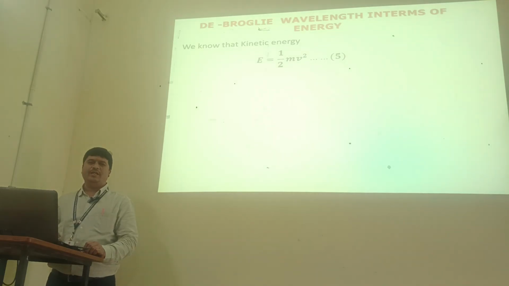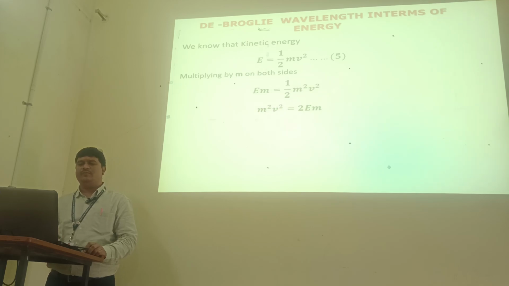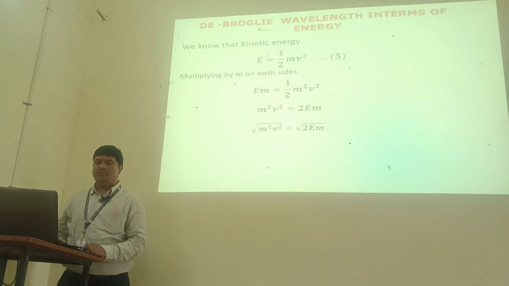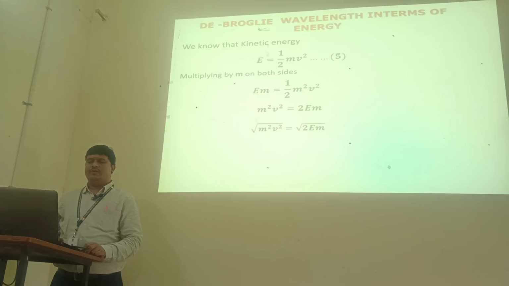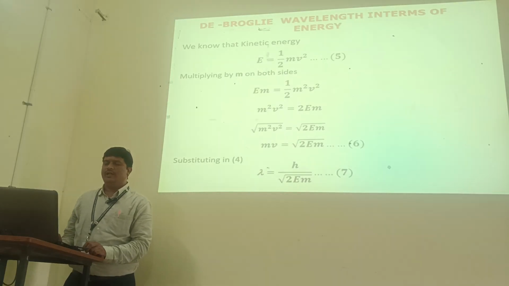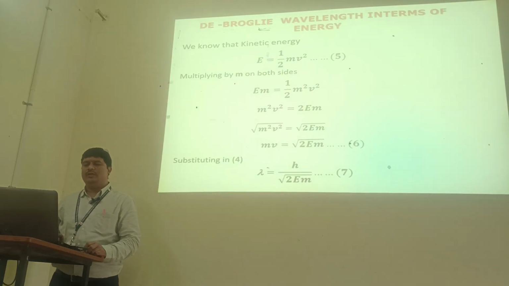We know the kinetic energy equal to half mv square, and multiplying with the mass on both sides, we get Em equal to half m square v square. m square v square equal to 2Em. Then the square root of m square v square equals the square root of 2Em. Finally, mv equal to square root of 2Em. Then we get the wavelength lambda equal to h by square root of 2Em.